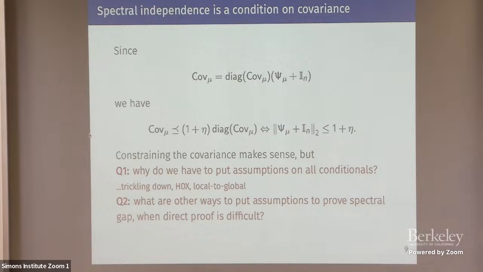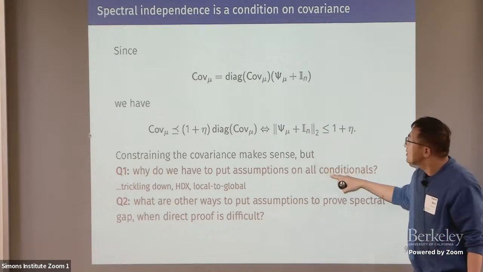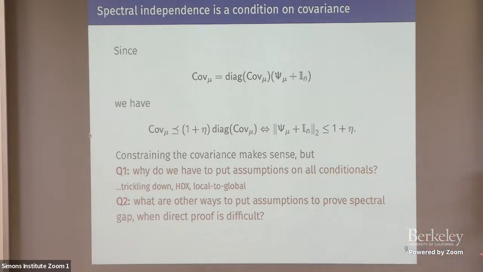But the intriguing thing is that it actually needs assumptions on all the conditional measures. Not only is the original measure's covariance small, but when you pin all the coordinates, you need the covariance to be small. We have many experts here, and if you ask people around, you might get different answers on why they have to put these conditions on all the conditionals.